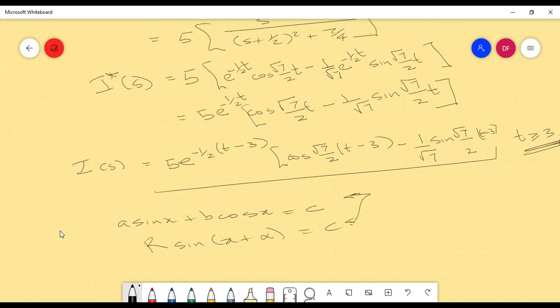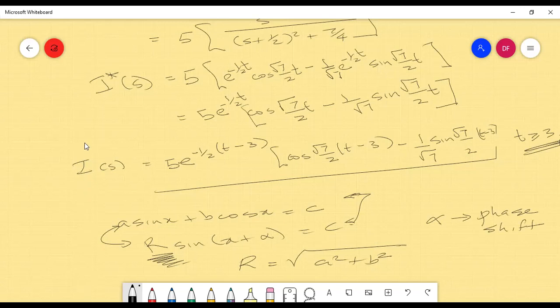Anyhow, R is the amplitude. And then they tell us that R is equal to the square root of A squared plus B squared. So the amplitude is going to be the coefficient of cosine, which is 1, plus the coefficient of sine, which is 1 over root 7, squared. And this alpha, they never tell you what it was, but in electrical, alpha is the phase shift. And the phase shift is considered another delay.